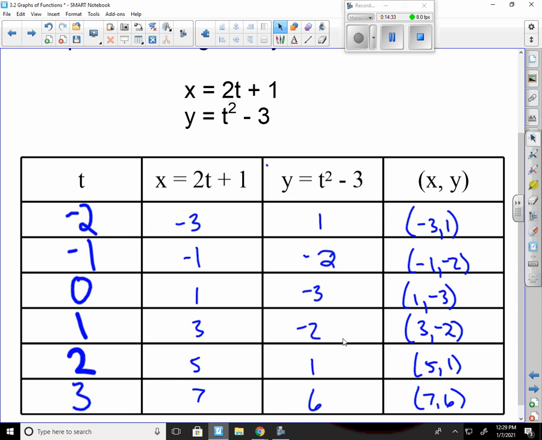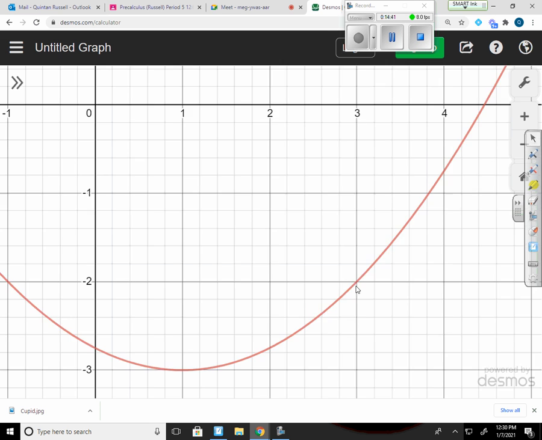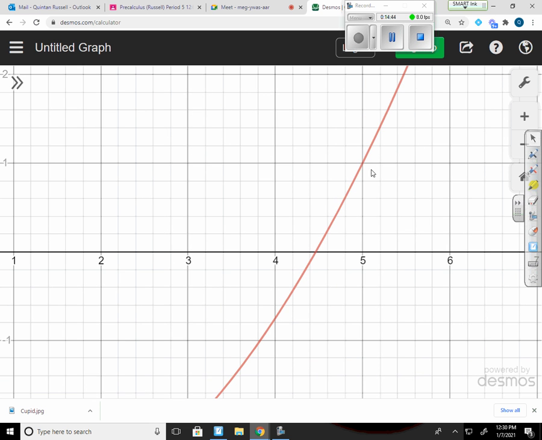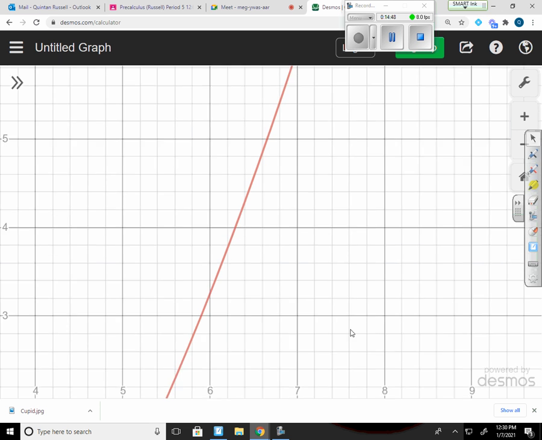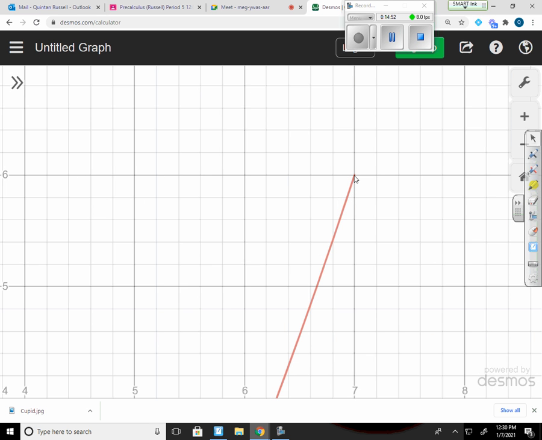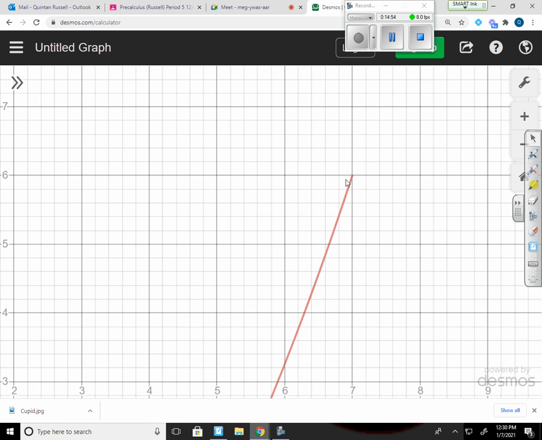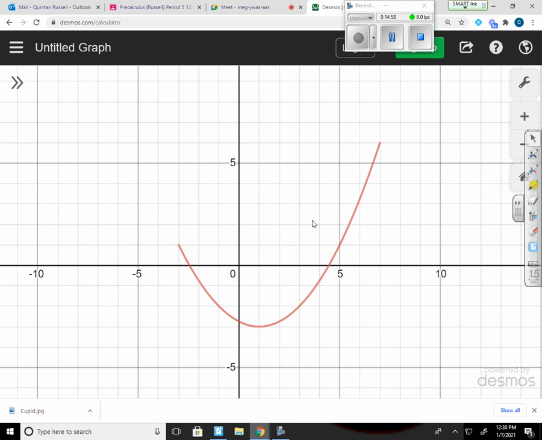What else do we have? 3, negative 2, 5, 1, and 7, 6. So if I go over to 3, that's at negative 2. 5 is at 1. And 7 is at 6. So when my x is 7, y is 6. And so we see that our graph matches up with what we found.